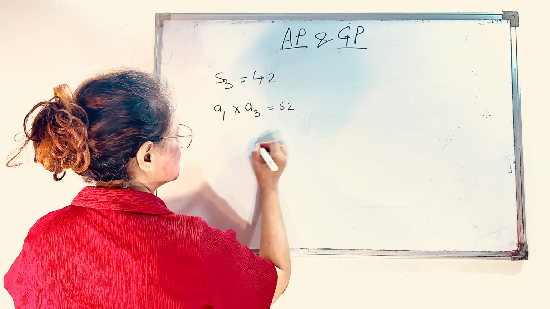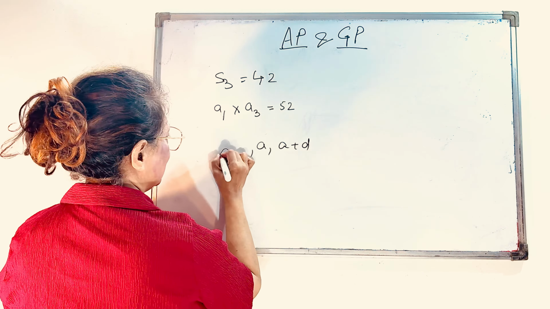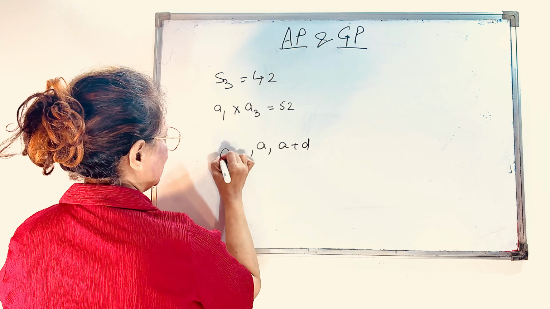So let the three terms be a minus d, a, and a plus d. The sum of three terms is 42. Add them. D gets cancelled. 3a is 42, so a is 14. We got a. To find d, use this, right? So a1 into a3 is 52. A minus d into a plus d is 52. A square minus d square.